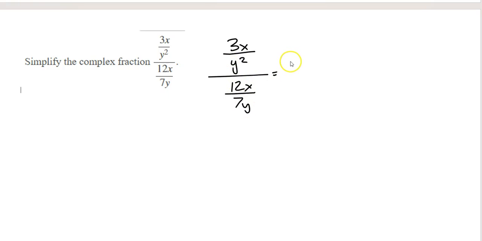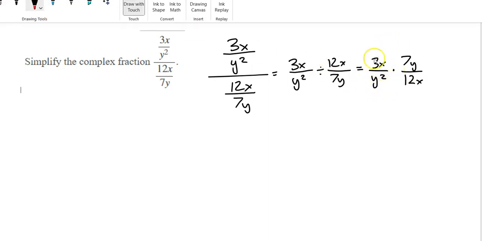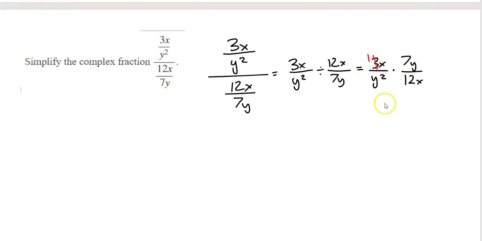Well, this is the same thing as saying 3x all over y squared divided by 12x all over 7y, which once again is equal to, because we don't divide fractions, we multiply by the reciprocal. So we're going to multiply this by 7y all over 12x. Double check everything. Yes, it all looks good. Now, before I start doing anything else, I'm going to go ahead and reduce my coefficients here. That's going to be a 1. This right here is going to turn into a 4.